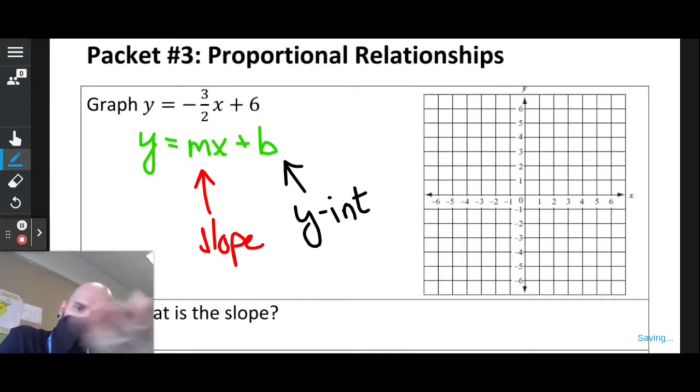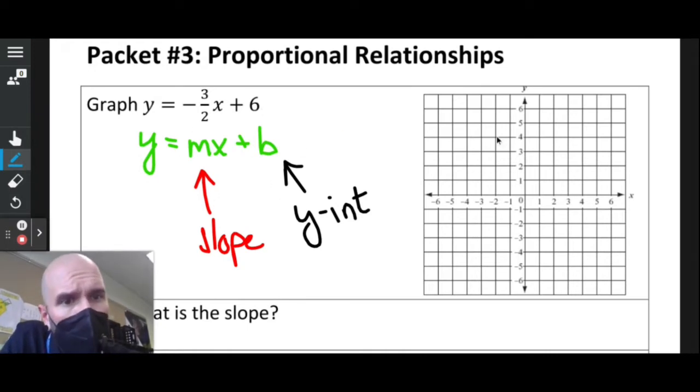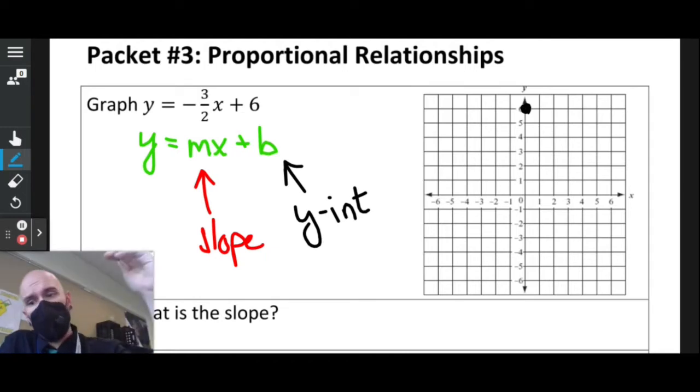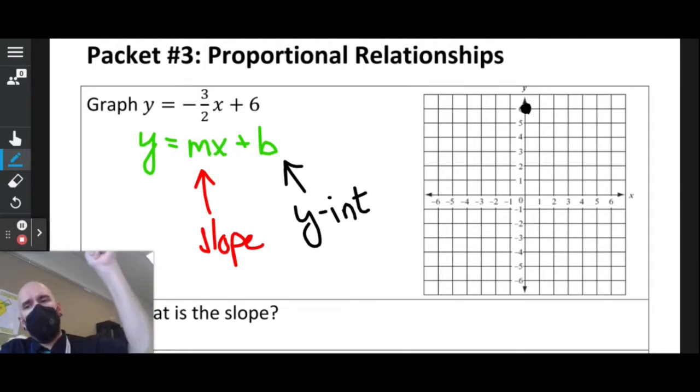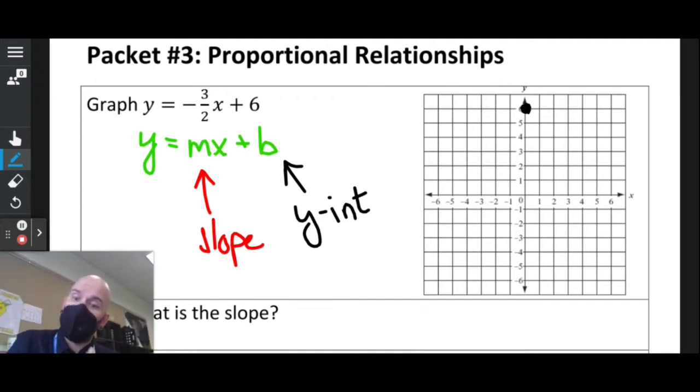Okay? So if I were to graph this, I would start at the y-intercept, which according to this, b is the same as 6. So I'm going to put a dot at 6. And my slope is negative 3 over 2. Now, a negative slope goes up and to the left. And so you go up 3 dots and left 2 dots because slope is rise over run. Well, I can't go up 3, left 2. So the opposite of up 3, left 2 is down 3, right 2.